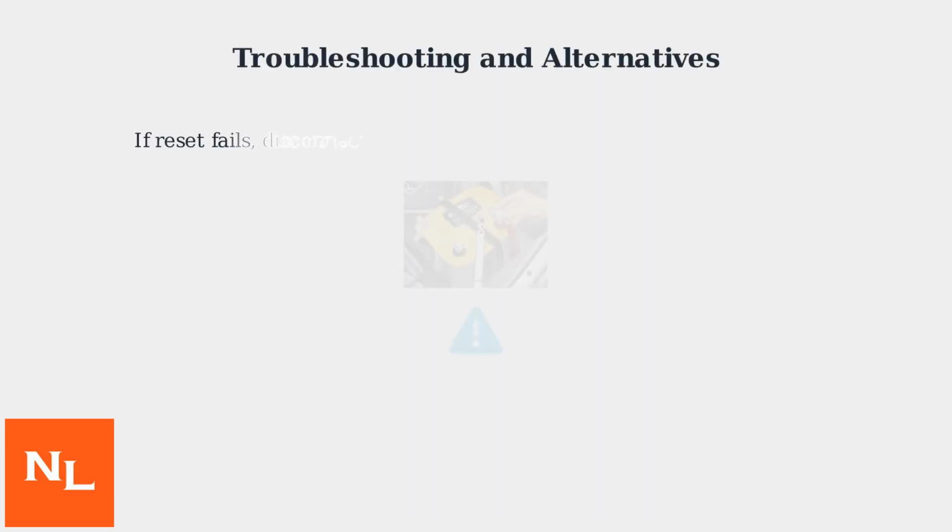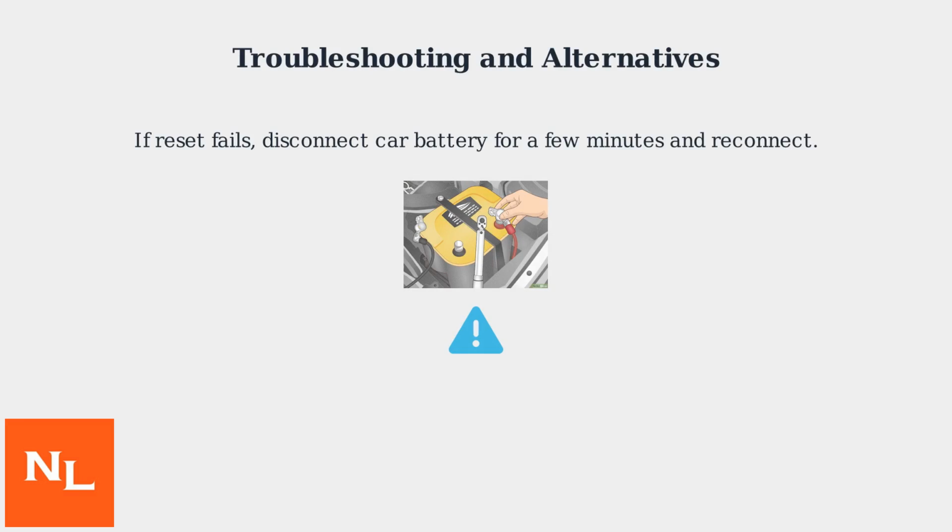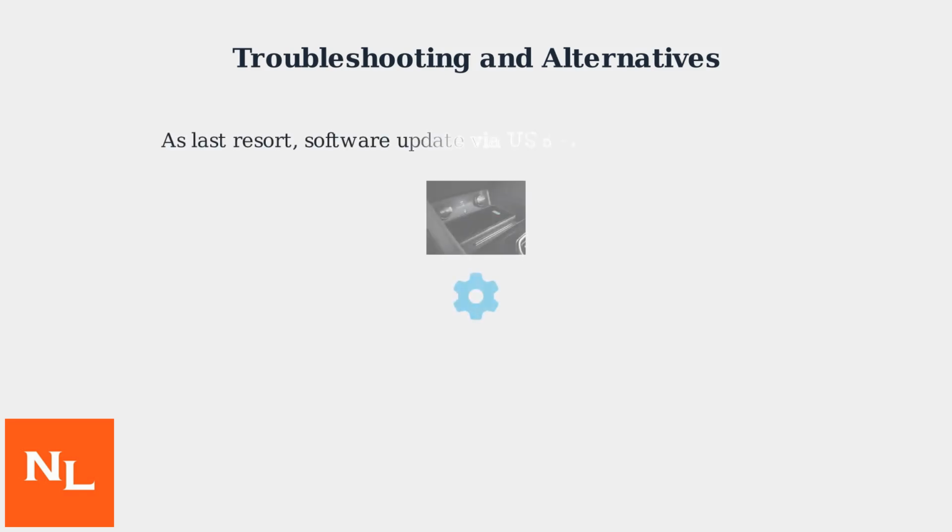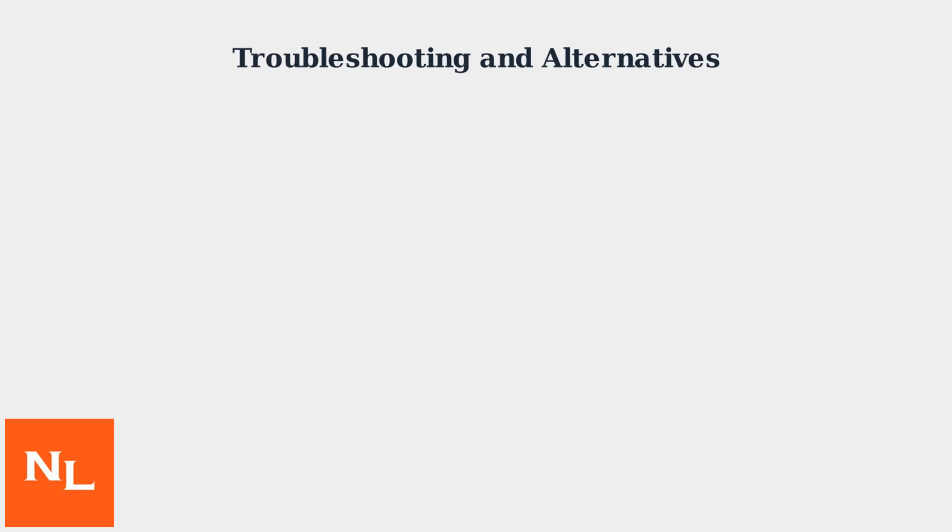If your infotainment system remains unresponsive after a factory reset, try disconnecting the car battery for several minutes and then reconnecting it. This can clear deeper electrical issues while ensuring safety precautions. As a final option, a software update through USB might resolve persistent problems, but this complex procedure should be performed by a qualified professional to avoid damaging the system.